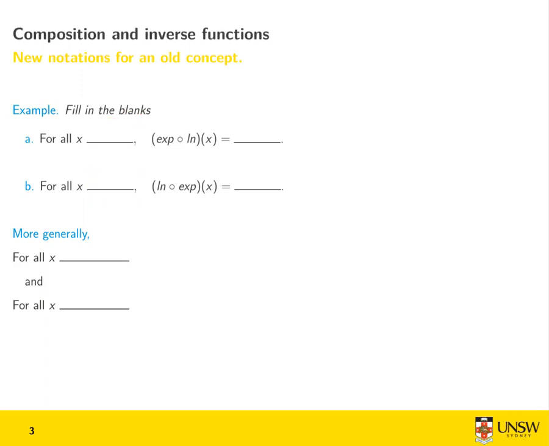Here this is exponential of ln of x, which I could write exponential of ln of x. And we already said that exponential and ln undo each other. So I'm back to x. Same thing here, that's ln of exponential of x. And since they're inverse functions, they undo each other.